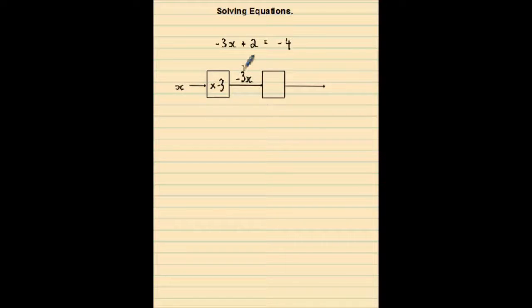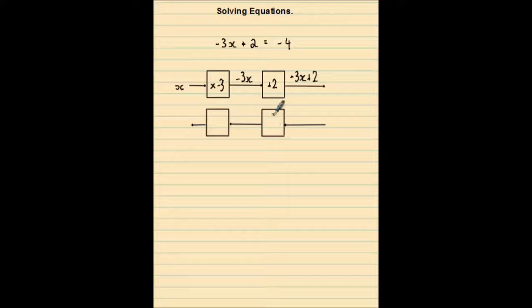What's the next thing we do with this minus 3x? Well, we add 2 to it. And consequently, what comes out of the function machine is minus 3x plus 2. And this is where we stop because it now matches what's on the left-hand side.